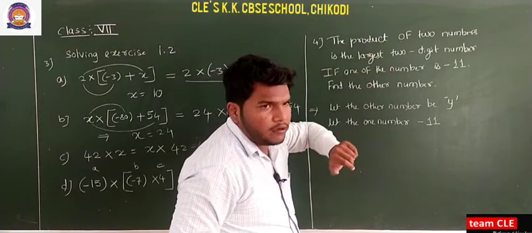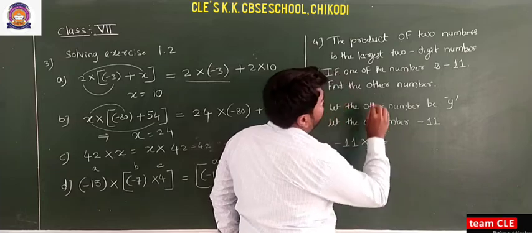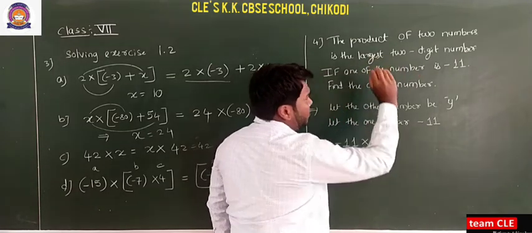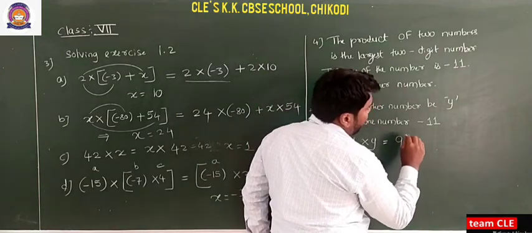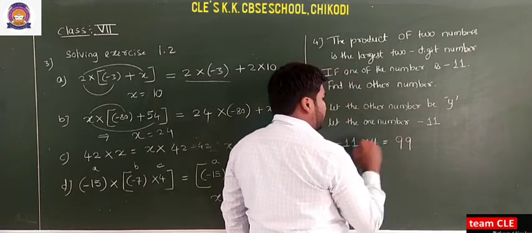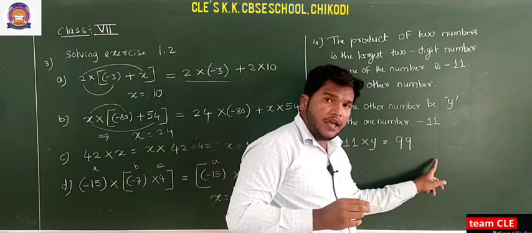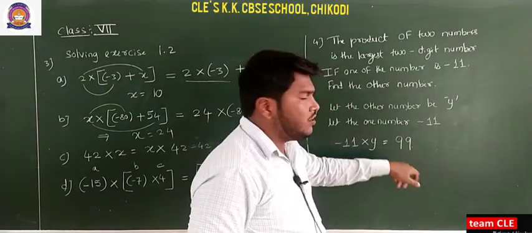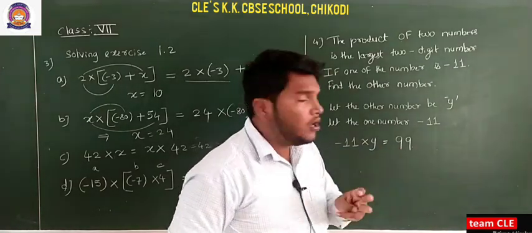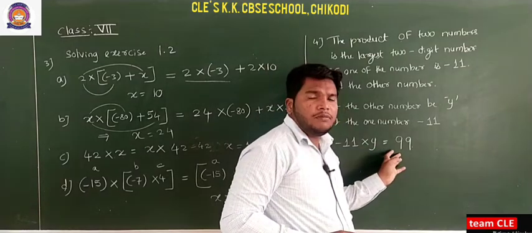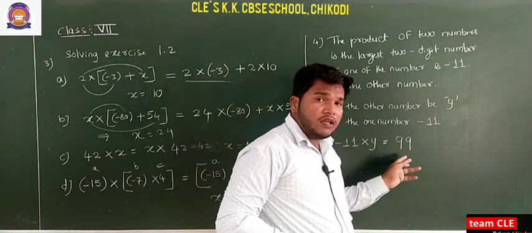The question says it is the product, so I write minus 11 into y equals the largest two-digit number. The largest two-digit number is 99, and the largest three-digit number is 999. After 99 we get the three-digit number, which is 100. So I choose the largest two-digit number, 99.